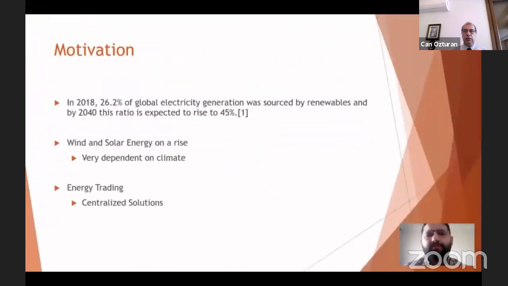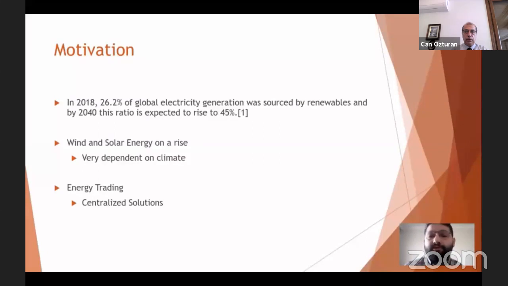My motivation for this project began when I first learned about blockchain applications in the energy trade area. And I indeed saw that blockchain can be securely used to trade energy. Energy production from renewable energy is on a high rise, and there is a demand for more and more renewable energy. In 2018, 26.2% of the total global energy generation was sourced by renewable energies.